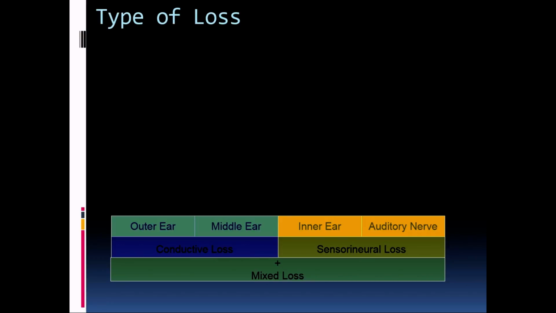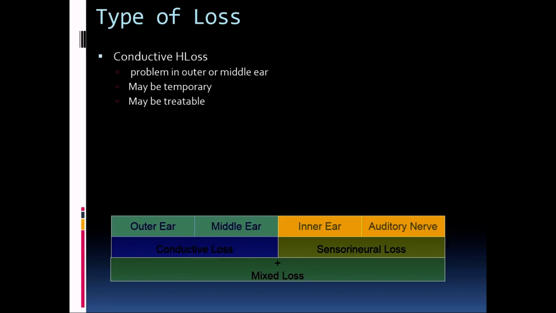So now let's talk about type of hearing loss. There are three main types of hearing loss. Conductive hearing loss is a problem in the outer or middle ear. It may be temporary, it may be treatable. Something like a cerumen blockage in the ear canal, or a middle ear infection, or a hole in the eardrum. These are all things that make energy transmission through the ear less efficient, but may be temporary, may be treatable.